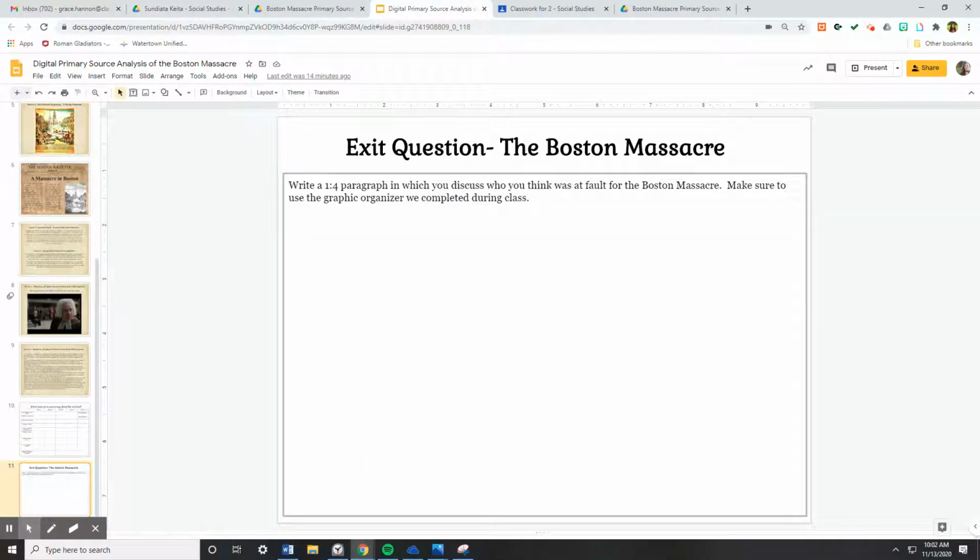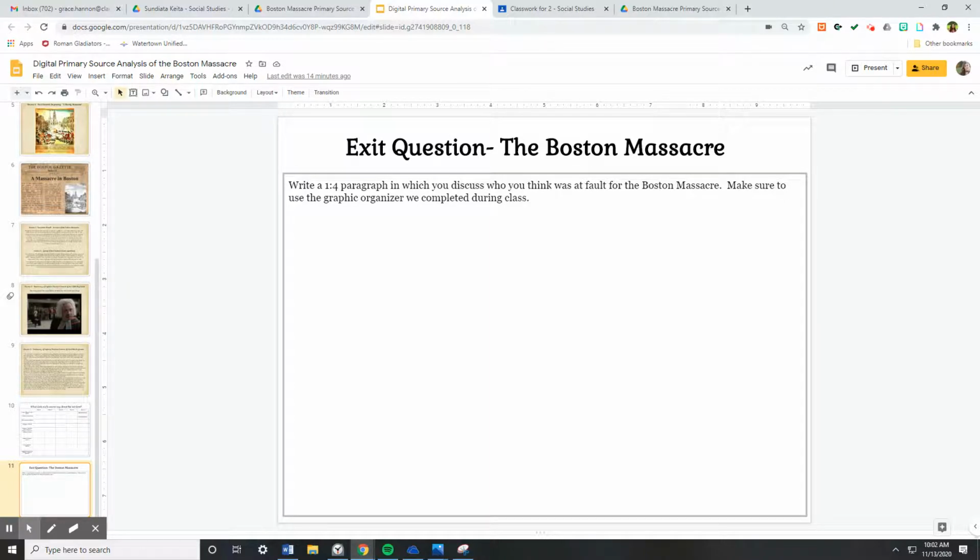The last thing is you're going to write a 1.4, and you're going to discuss who you think is at fault for the Boston Massacre. Remember, you need a topic sentence, a claim, a piece of evidence, and you need an evaluation. That's your so what piece. You need those 4 sentences.